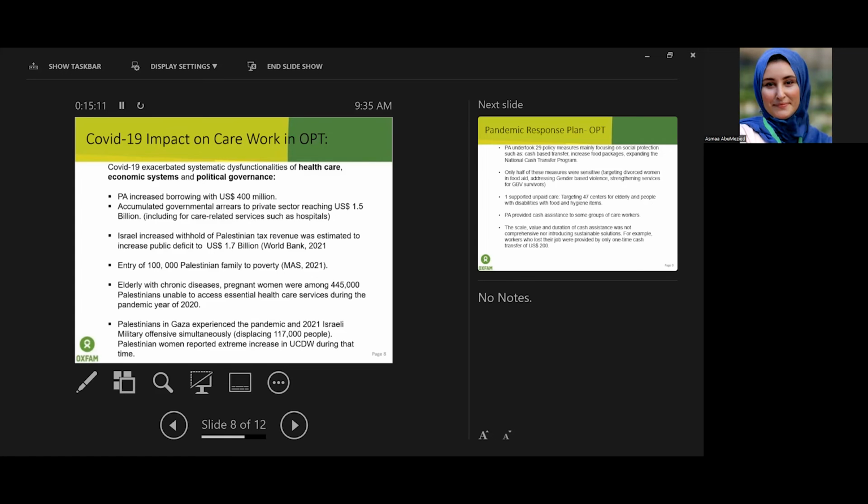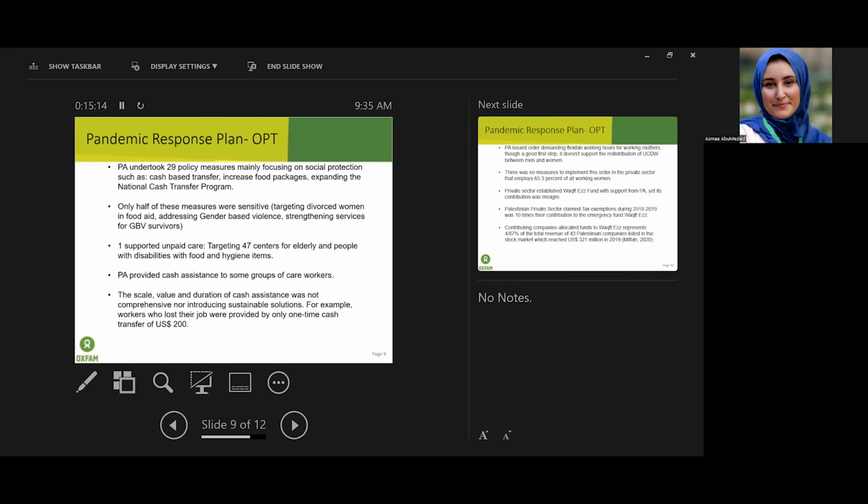Now, moving a little bit to what kind of responses have been taken for the pandemic by the Palestinian Authority. The Palestinian Authority undertook about 27 policy measures. The focus of the policy measures was mainly on social protection, a little bit on labor market participation, and gender-based violence. Most of these interventions are related to cash-based transfers, increases in food packages, and expanding the number of people benefiting from the national cash transfer program.